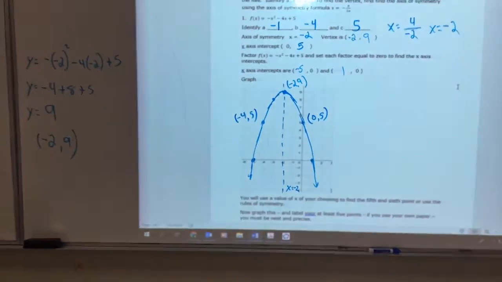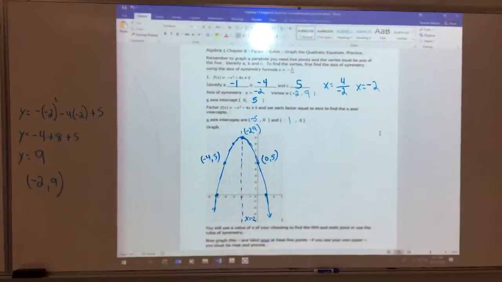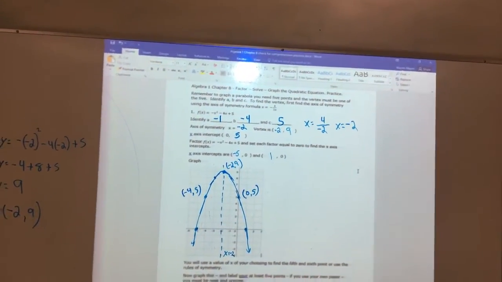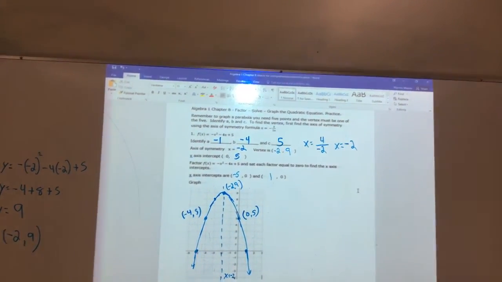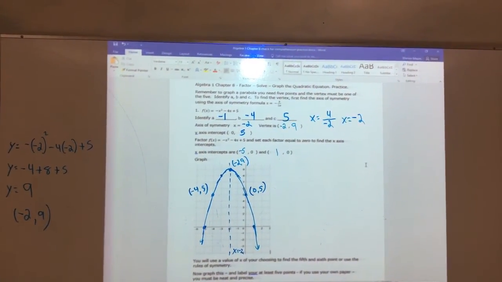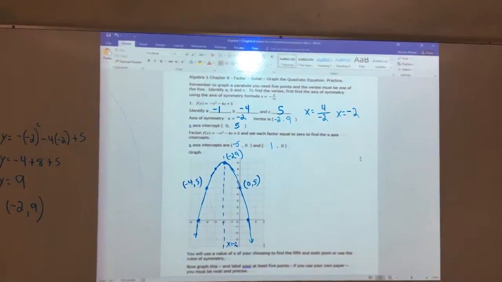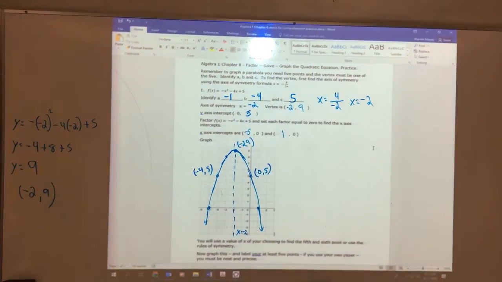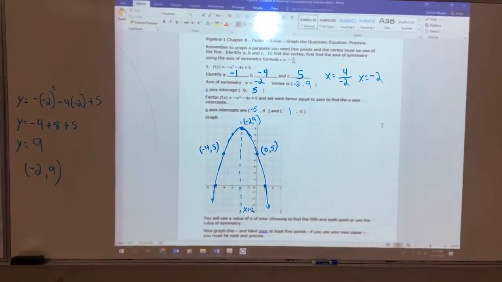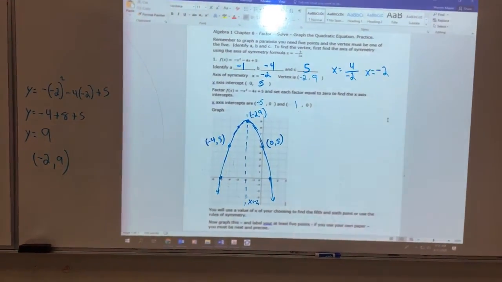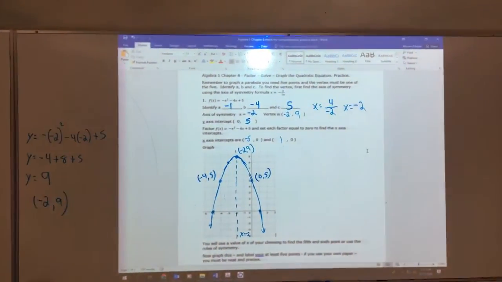All right, so that's the problem completed. I found my A, B, and C, identified those. I found the axis of symmetry using the formula. I found the vertex by plugging the x value into the equation to find a y value. I factored it, set each independent factor equal to 0, and graphed it. There you go, folks.